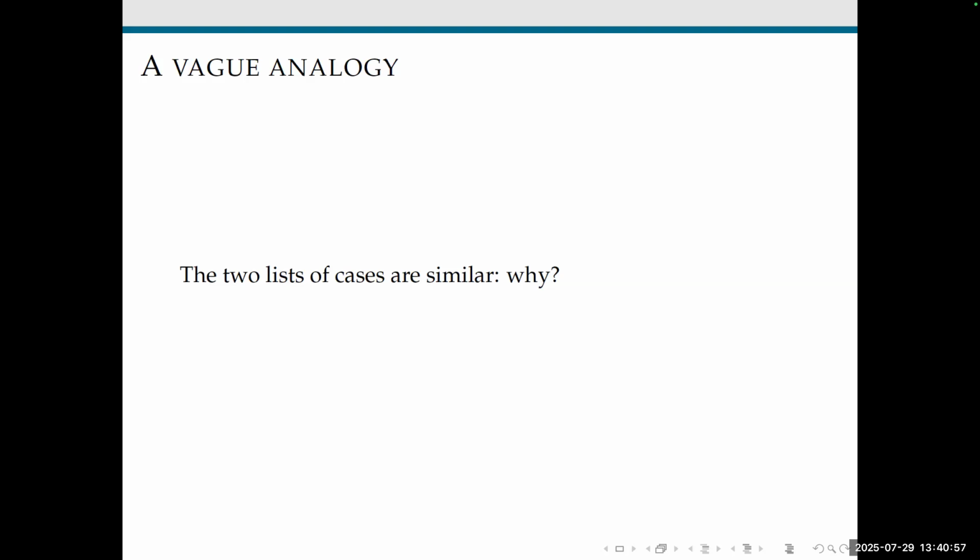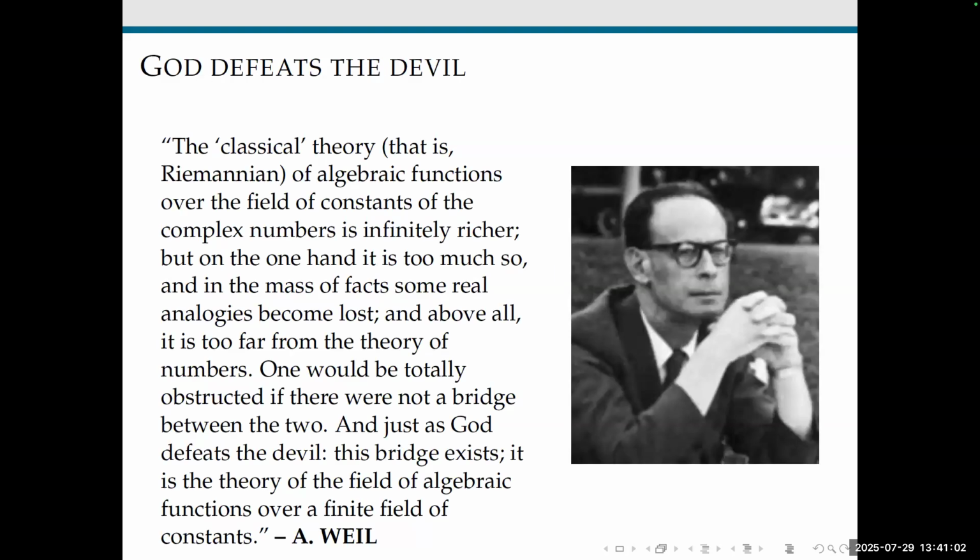So the question is why? What do these questions have to do with each other? And now we come to a quote I deliver all the time. So here's Weil. And he talks about these two things. He talks about the theory of algebraic functions, which is what we're doing if we study holomorphic maps between complex varieties. And he talks about the theory of numbers, which is where I spend most of my time. And then he sort of says, sadly, one would be totally obstructed if there were not a bridge between the two. And then he looks kind of sad and pensive, as you see in the picture.